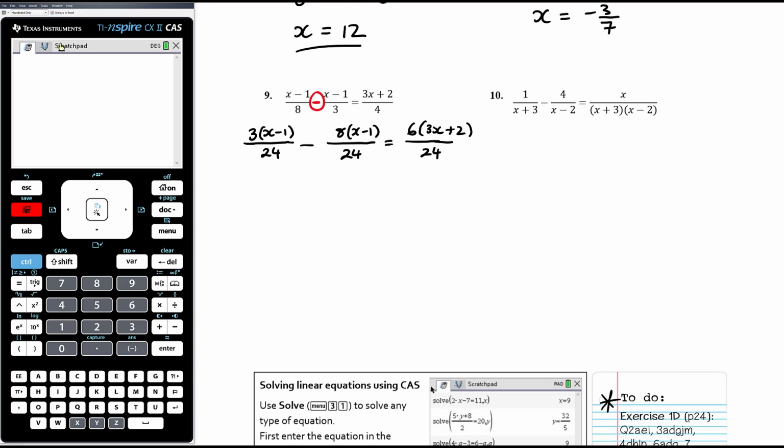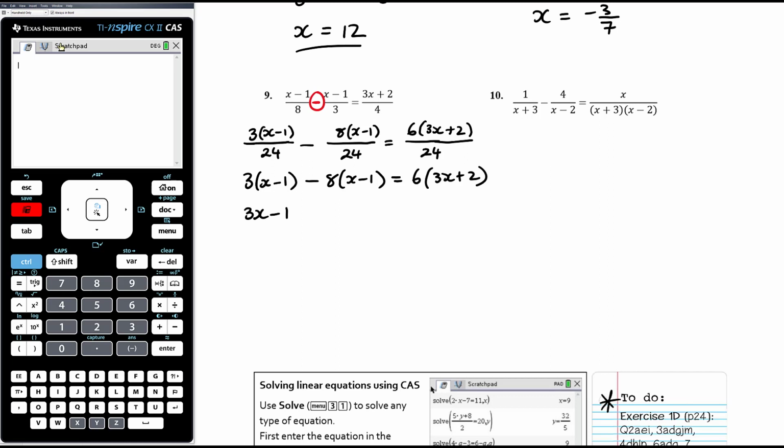Now that we've got everything over 24, we can multiply the entire equation by 24, and we've got 3 times x minus 1 minus 8 times x minus 1 equals 6 times 3x plus 2. Okay, let's expand out all these brackets. So 3x times negative 1 is 3x minus 1.